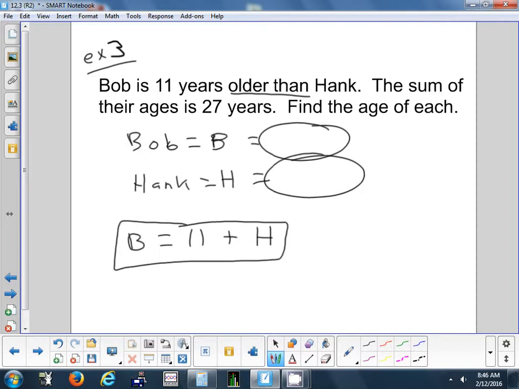That's it. That's equation 1. And look what happened. You already have a variable by itself. B. Okay, now our second equation. The sum. Okay, before we write anything else, what does sum mean?